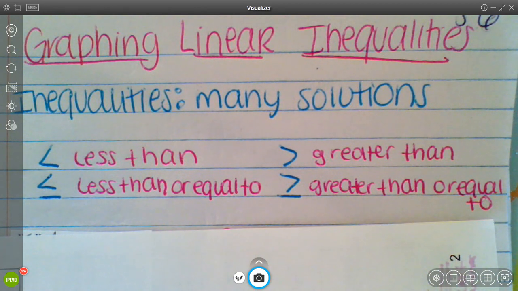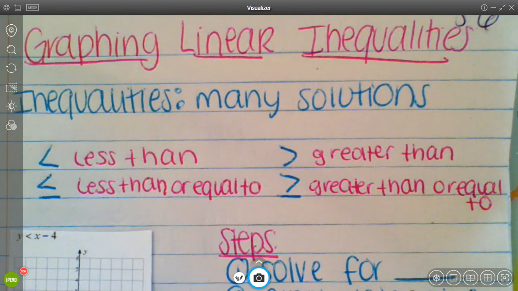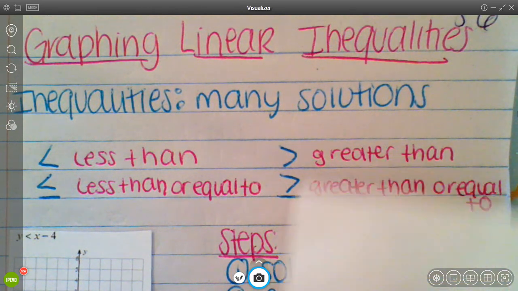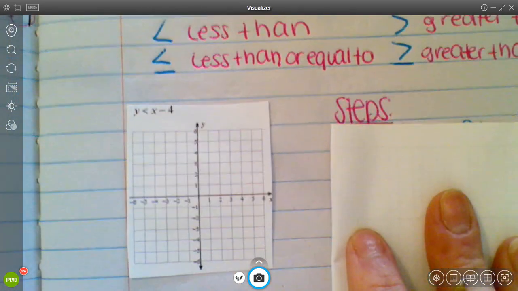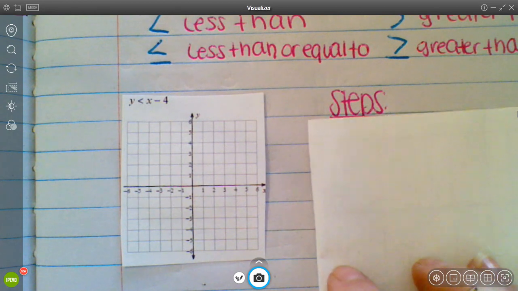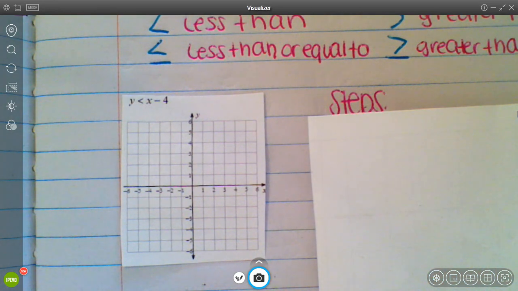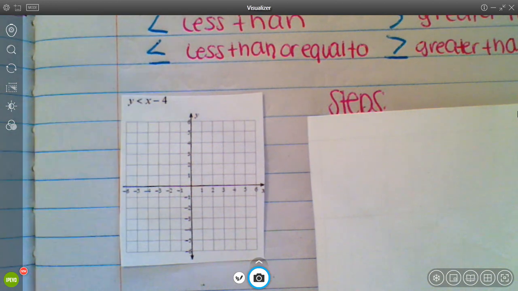Now, I'm going to give you some steps today to be successful and make sure that you're following them, and these really won't be that bad. So our first graph is this, and it wants us to graph y is less than x minus 4. Many of you should know how to graph it if there's an equal sign here, but now there's just an inequality. Really, that only makes us think about two additional things.